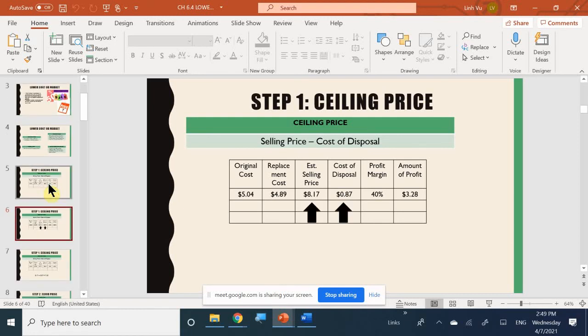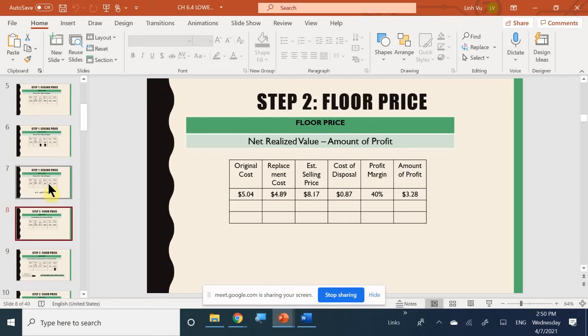So first things first, step 1: we have to solve for our ceiling. Our ceiling is going to be our selling price minus the cost of disposal. So in this case, I'm going to take my $8.17 and subtract that $0.87, and that's going to give me my ceiling price of $7.30.